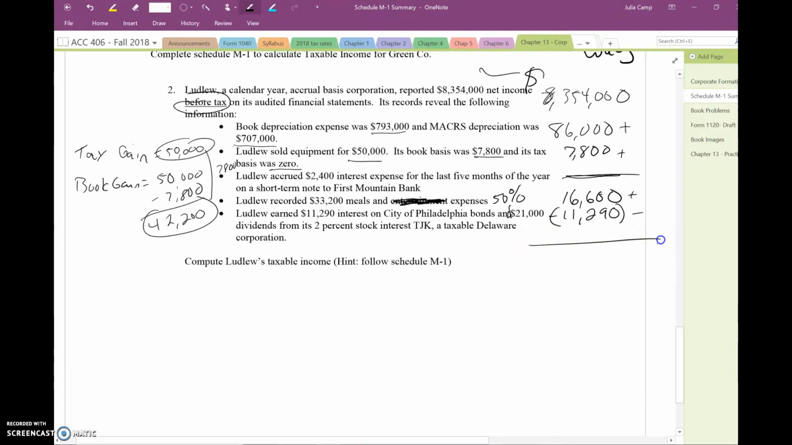So, if I total up this line that we have here, the $8,354,000 plus $86,000 plus $7,800 plus $16,600 minus $11,290, that's how you get your $8,453,110. Okay, and then that's it. Okay, so that's it for this one.